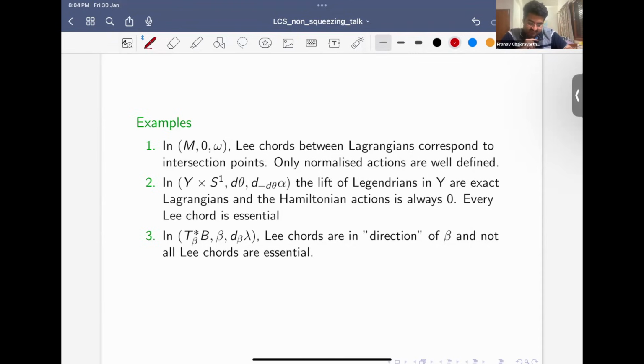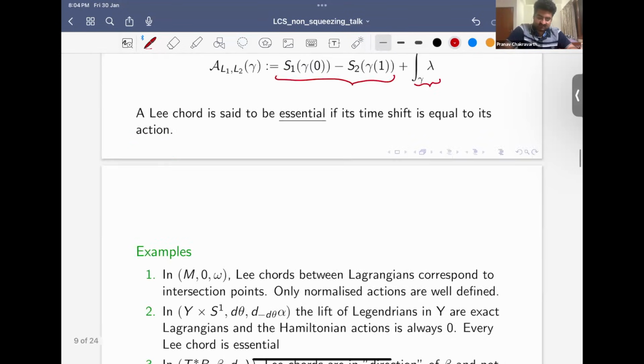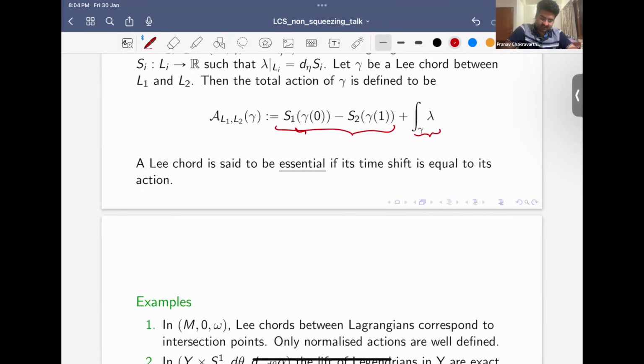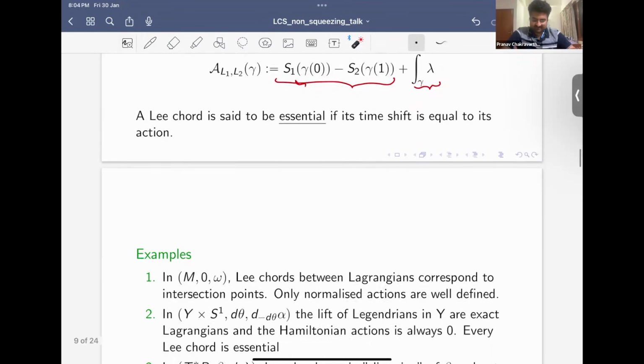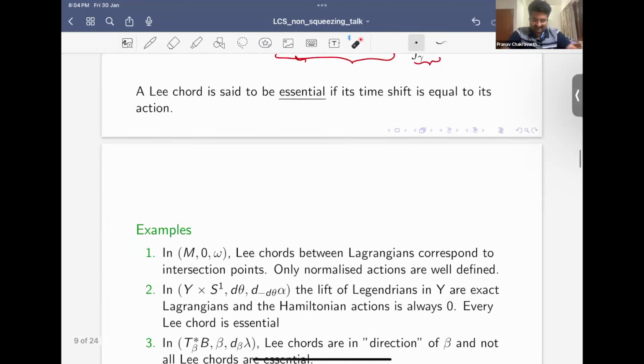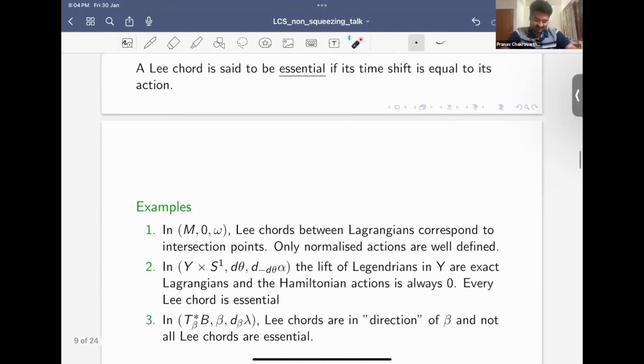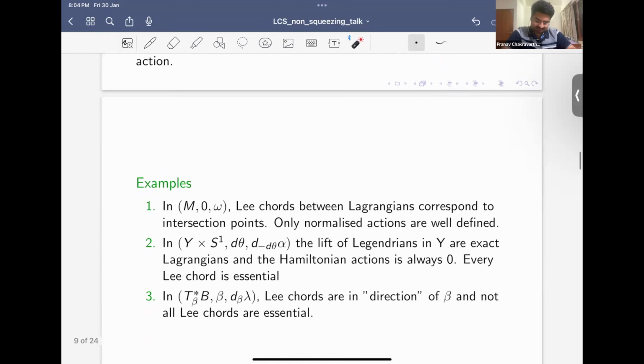And for the conformal symplectization, the lifts of Legendrians are exact Lagrangians, and the Hamiltonian action is always 0. So these actions are always 0 for lifts of Legendrians, and the only action that survives is this part. So this is again feeding into the philosophy that somehow these are interpolating between symplectic and contact manifolds.